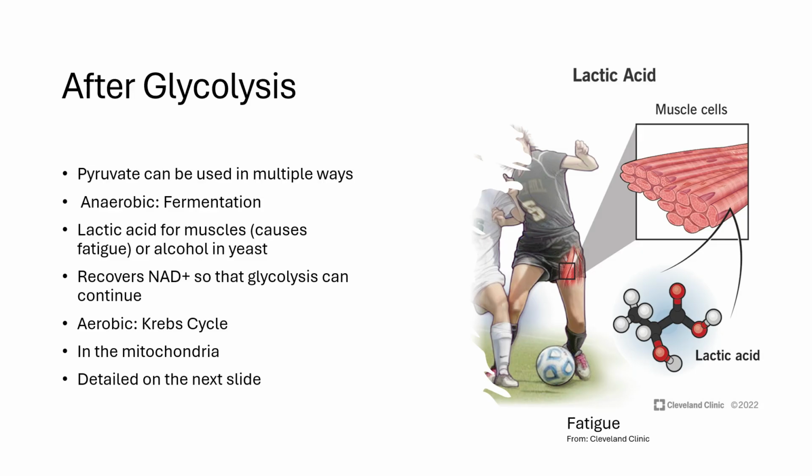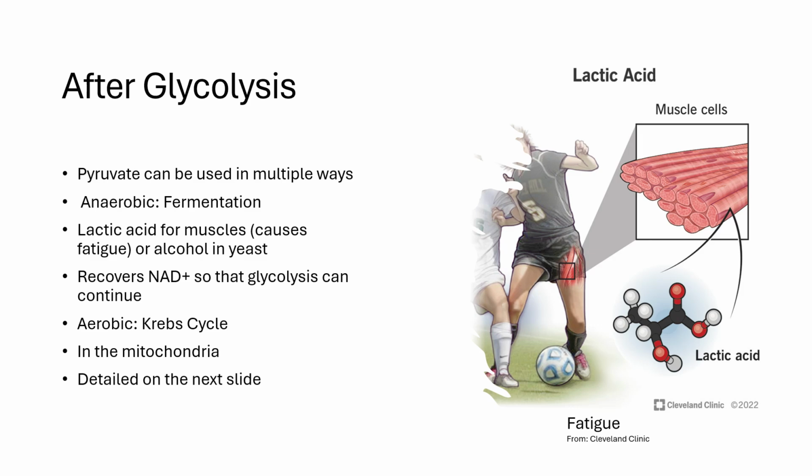All right, after glycolysis, the pyruvate formed can be used in multiple ways. Under anaerobic conditions, or outside of the presence of oxygen, it can be used for fermentation. In the case of muscles, this is lactic acid fermentation, which can cause fatigue due to the building up and accumulation of lactic acid in the muscles, as seen in that picture off to the side. And in the case of yeast, alcohol fermentation is used. This process recovers NAD+, so that glycolysis can happen again.